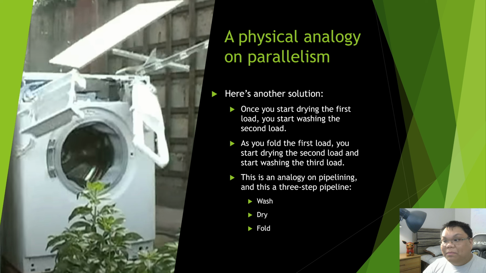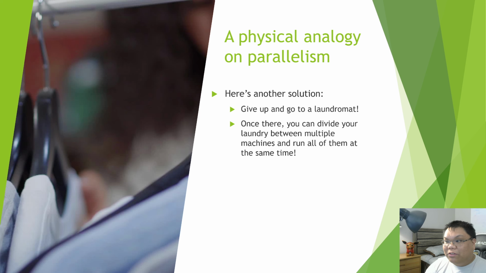If you want real parallelism, another solution to this laundry problem would just be give up and go to the laundromat. So once you're at the laundromat, you can, for example, pick out, say, 5 laundry machines in which you can put all your laundry in. Though you will need to do some load balancing to make sure each laundry machine has roughly the same amount of laundry, but also to make sure that the load is physically balanced inside, because, well, you don't want the washing machines to shake and shake away from the wall.